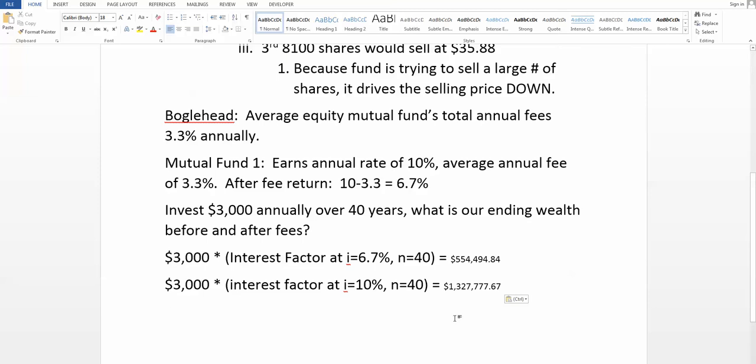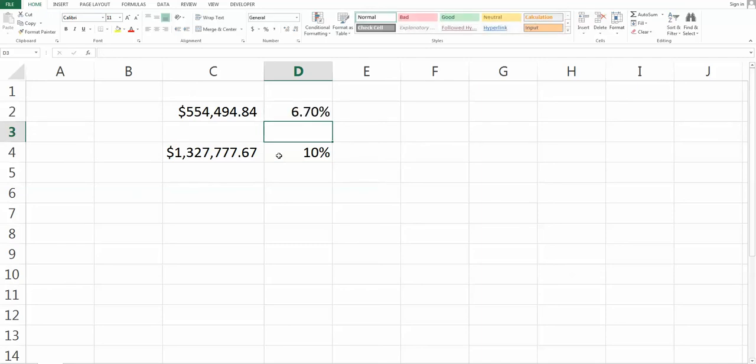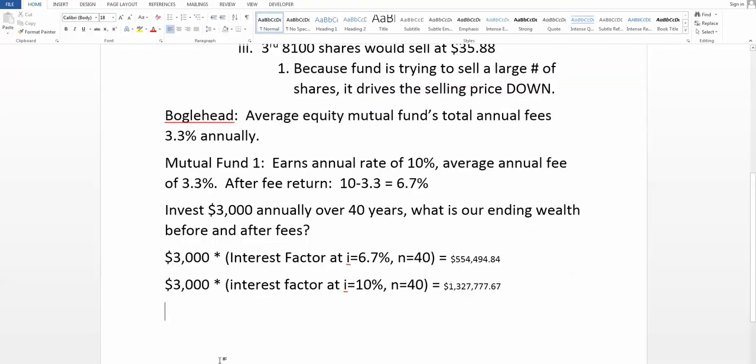Even 0.5%. I'm gonna pop back over to Excel. Here's at the 10% rate. This was the 6.7% rate. I'm going to do 9.5% instead of 10%. So even a 0.5% fee is going to add up. It just won't make such a huge difference as the 3.3% fee. So instead of earning 10%, I'm going to go 9.5% for 40 years with a $3,000 annual payment. It makes a difference of almost a couple of $100,000. That's why it's so important to get your fees to be as low as possible, and the best way to do that is with index funds.